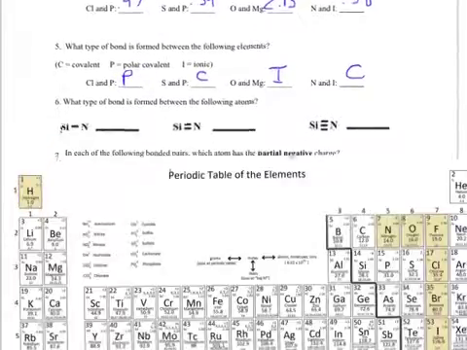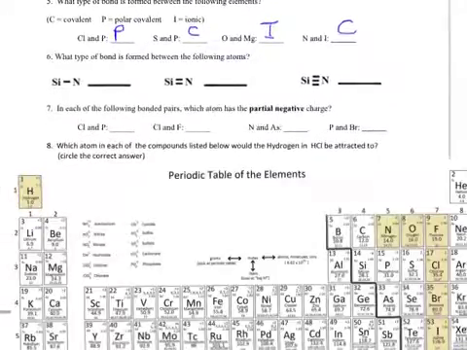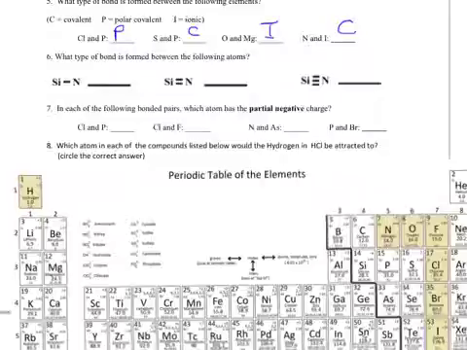Alright, let's move this up a little bit. What type of bond is formed between the following atoms? Well, let's start off with silicon and nitrogen. So silicon is 1.9 and nitrogen is 3.04, giving us an electronegativity difference of 1.24. So the difference is 1.24, making a polar covalent bond.